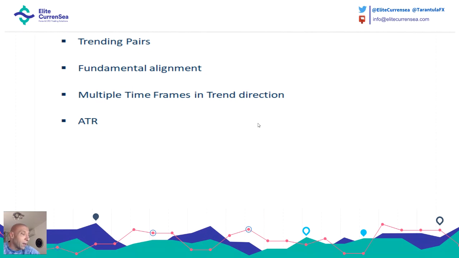Also, we need to have a fundamental alignment. When technical analysis aligns with fundamental analysis, usually that is the best way to go with trading. The best thing is to trade when fundamental principles are aligned with technical principles. We also have basket trading that I will cover. I will show you how you can use correlation in order to trade the currency basket. And you need to focus on multiple time frames in the trend direction. The MTF time frames are crucial to spotting a good trend.